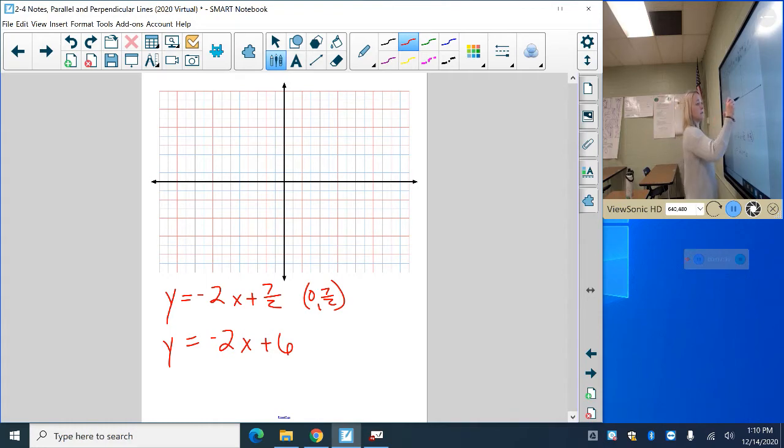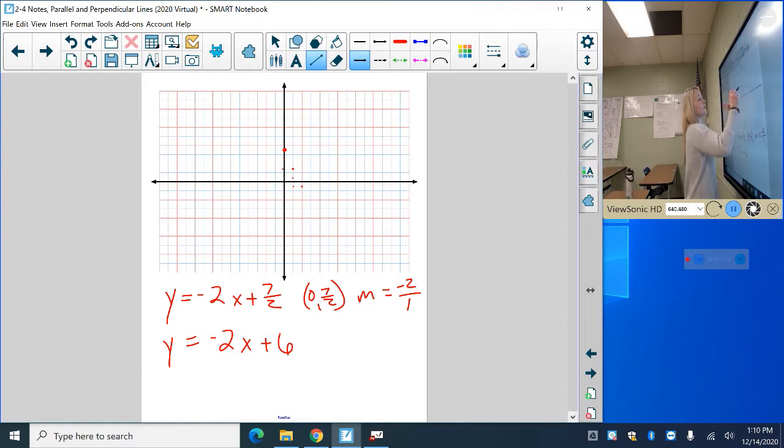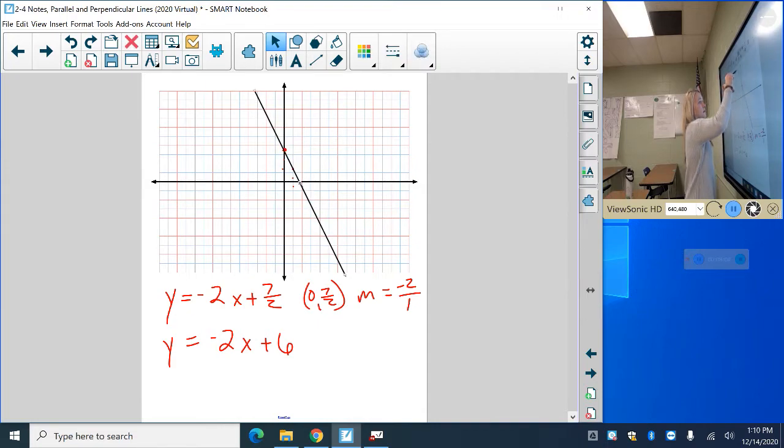So I'm going to go up 0, 3.5, 1, 2, 3.5 right here. And my slope is -2 or -2 over 1. So I'm going to go down 2. So I have 1, 2 over 1, down 2, over 1, down 2. So here I have 1, 2, 3 points. I'm going to go ahead and connect those. There's the first one. Looks something like that.